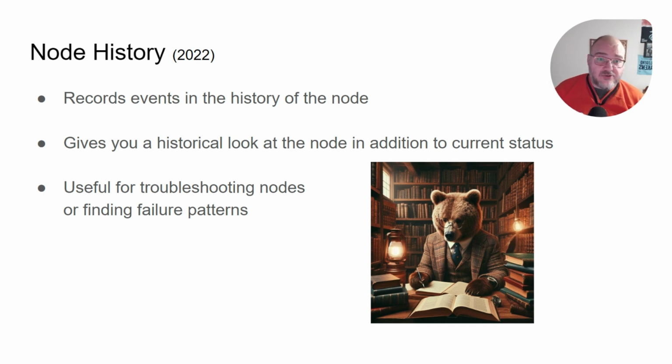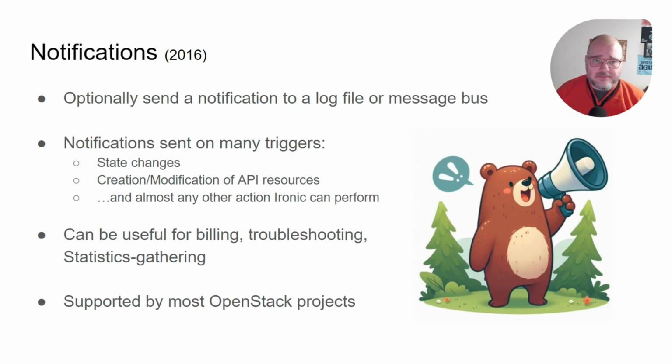And for that, we have node history, where you can query a historical look at the node in addition to its current status. It's useful for troubleshooting nodes, finding failure patterns. That is configurable in settings, how much of node history to keep. I think it defaults to keeping about 30 days of it, and the trade-off there is always just database size.